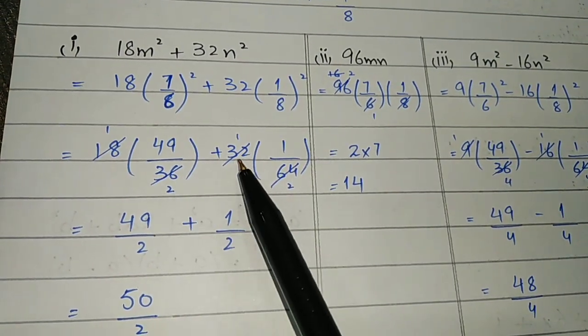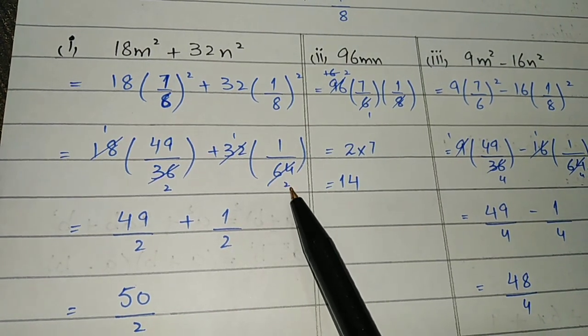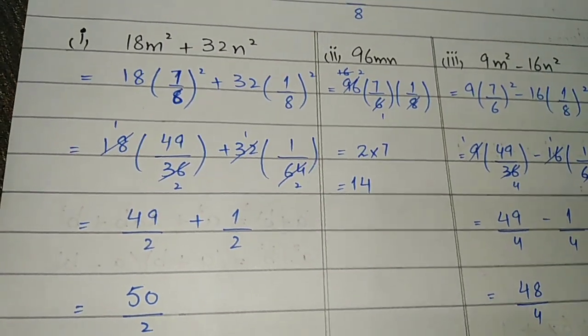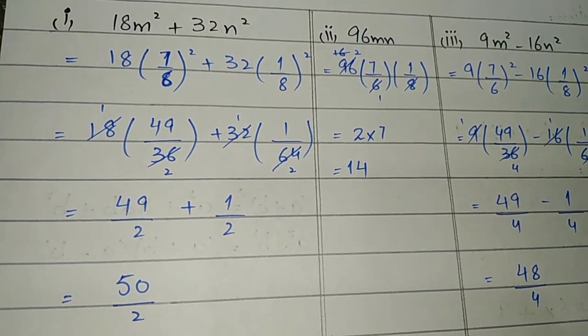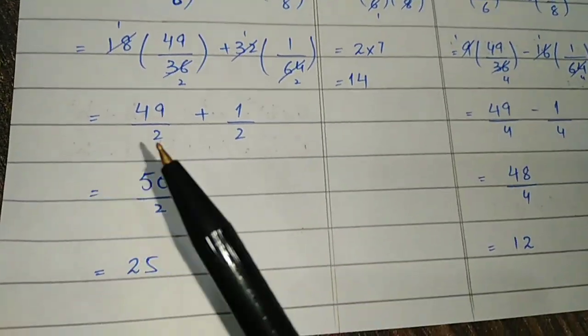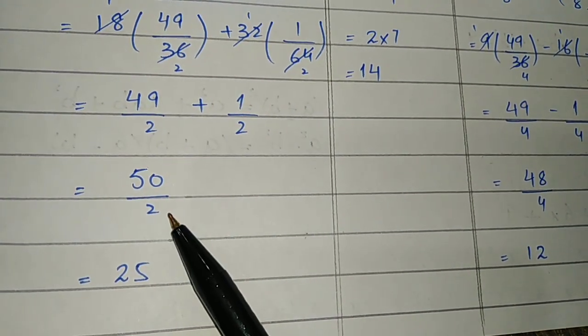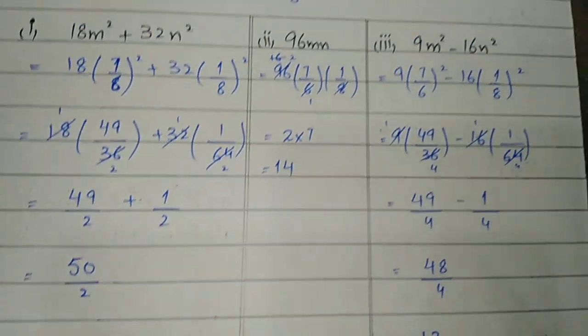Now we have to do the possible cutting. 32 1s are 32, 32 2s are 64, 18 1s are 18 and 18 2s are 36. Now we get 49 over 2 plus 1 over 2. Their denominators are the same, so we have to add the numerators. 49 plus 1 is 50, and after division we will get 25.